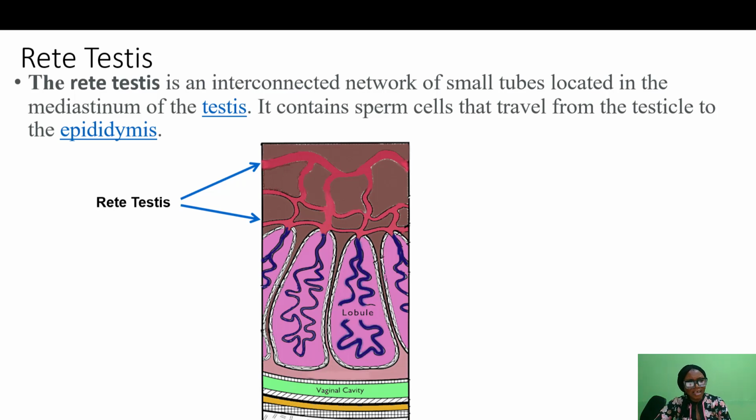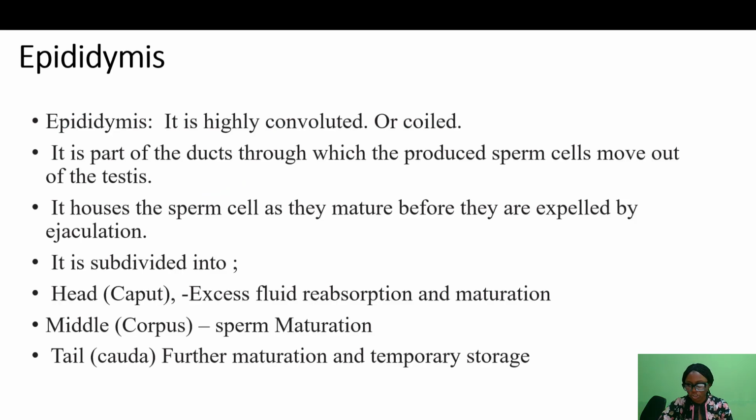Rete testis. The rete testis is a little bit of a convoluted tube which is also formed after the seminiferous tubule. You can see this is the seminiferous tubule, and just immediately after it we have the rete testis towards the exterior. The rete testis is an interconnected network of small tubes located in the mediastinum of the testis. It is like a passageway through which the sperm cell swims from the point of production, which is the seminiferous tubule, to the epididymis where it undergoes maturation.